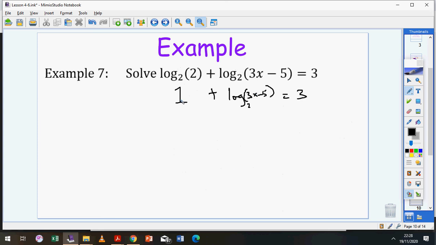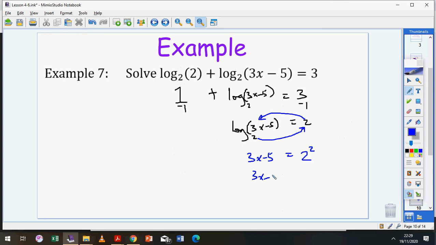See, this is a 1, this is a 3. I can take away 1 both sides. Then I'm left with the logarithm of 3x minus 5 base 2 is equal to 3 minus 1 is a 2. Now I have something that I can solve simply because I can use the cycle. The 2 to the power 2 must equal 3x minus 5. So 3x minus 5 equals 2 to the power 2 is 4.